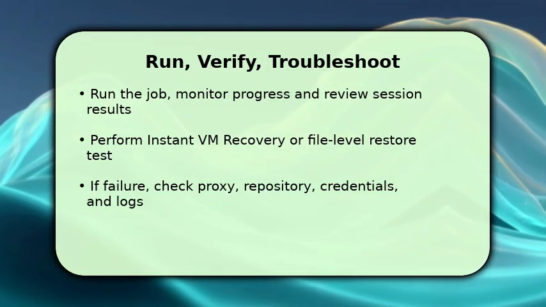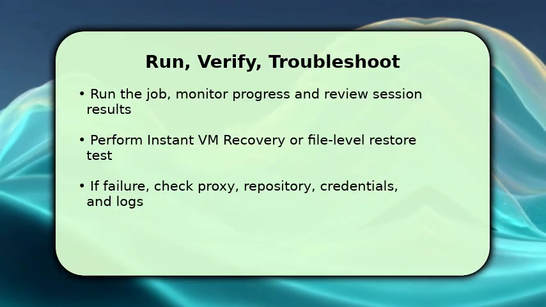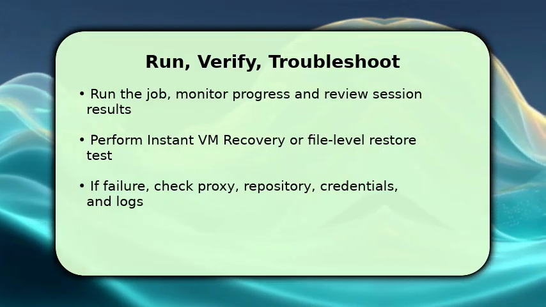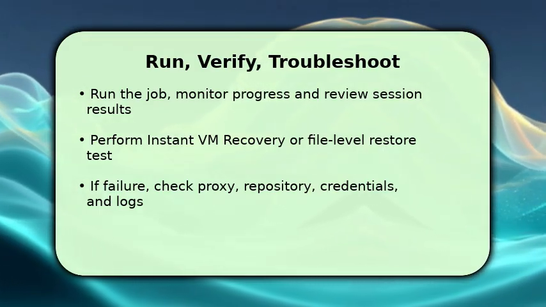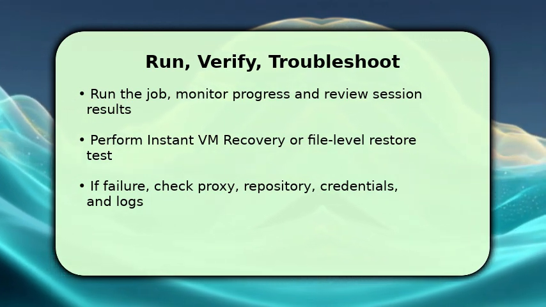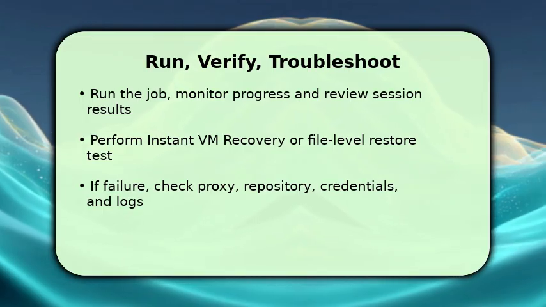If something goes wrong, start by checking proxy status, repository free space, and service account credentials, then review VM logs for errors. Make sure to rerun the job and validate fixes. This closes the loop and ensures recoverability when it matters.